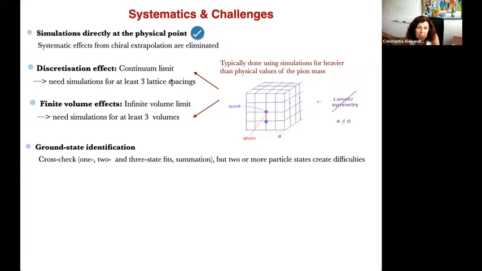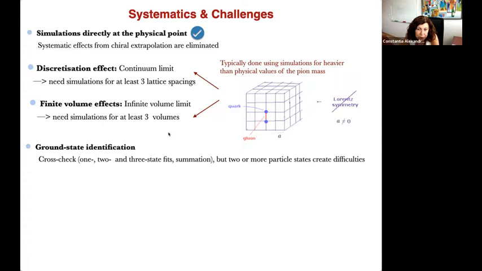I told you that on our way we need at least three lattice spacings in order to take the continuum limit, but this would take some analysis, and most of the computations right now at the physical point are done using one lattice spacing still, maybe two. So the continuum limit is still something we need to work out. Similarly with the finite volume effects, typically the computations are done at one volume, excuse me, or two, but we require at least three to really estimate the infinite volume.